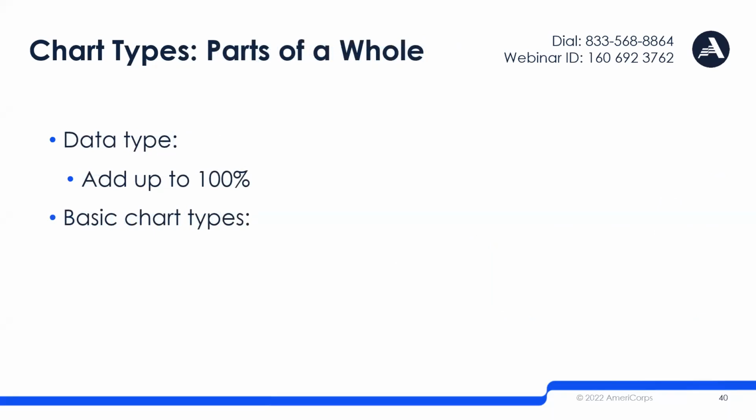Another common data type is parts of a whole. This is when the data points all add up to 100%. It doesn't have to actually use percentages, though it usually does, but it means that everything is part of one larger category. For example, if you said 26% of VISTA leaders say one thing and 74% say another, you are talking about parts of a whole.